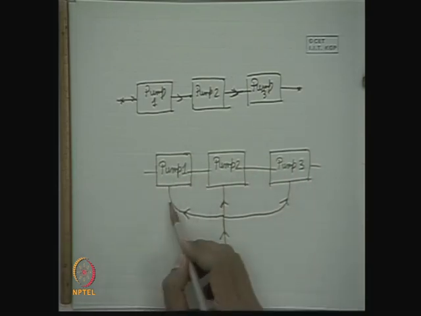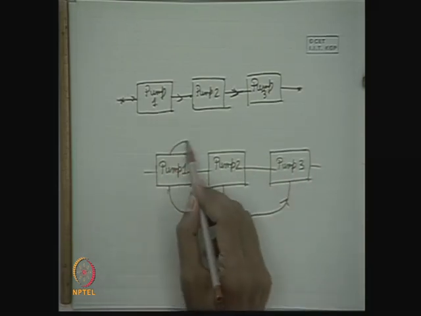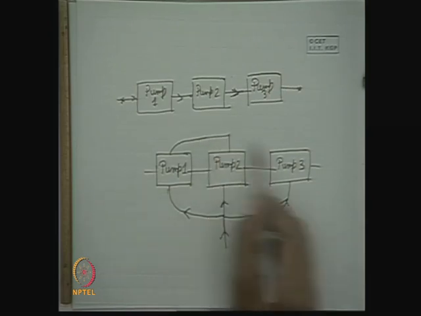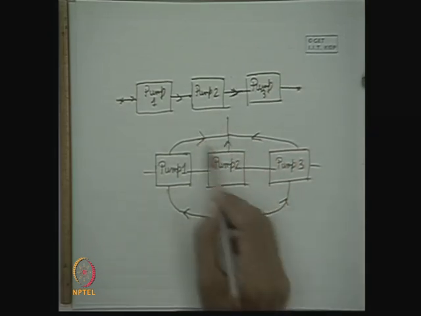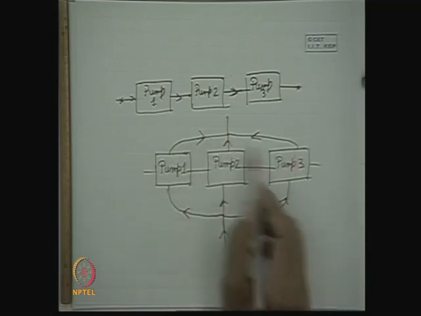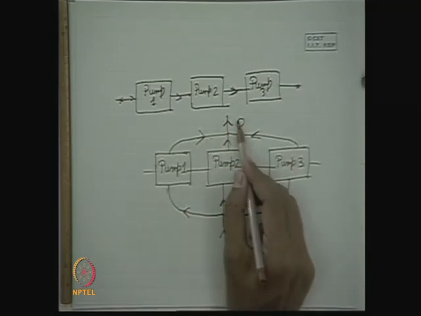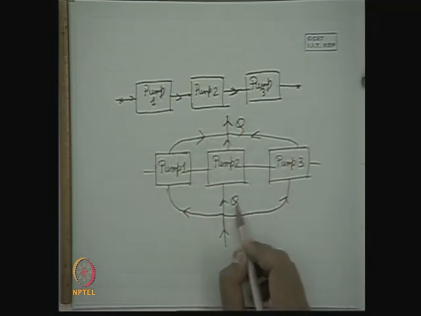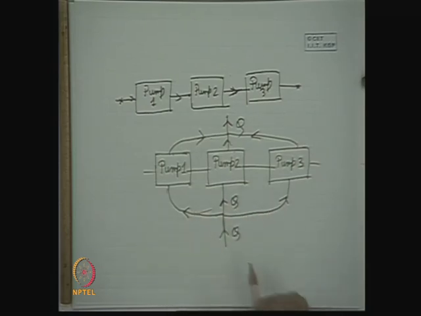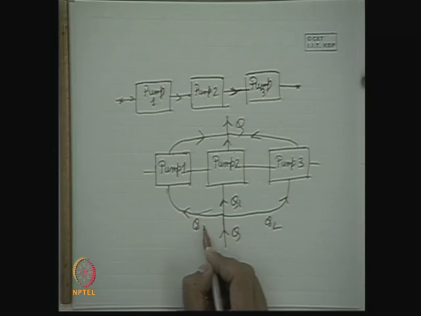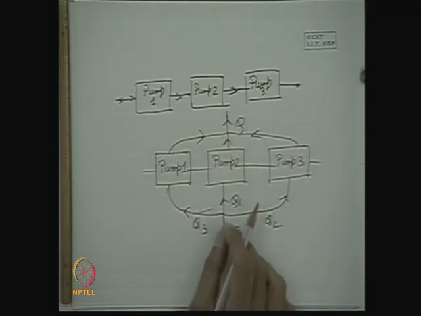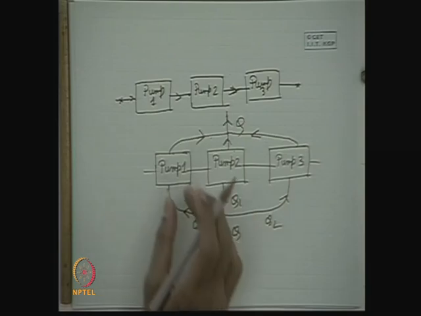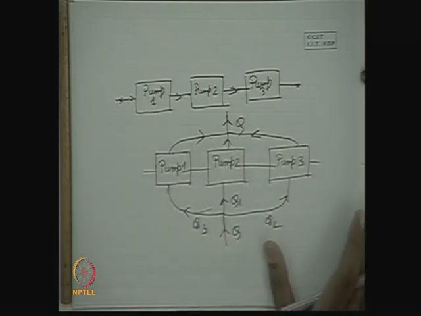So the flow is divided, and ultimately the flows meet like this, so that the final discharge is the sum of the discharges from all the pumps. Here you see Q is divided into three parts, Q1, Q2, Q3, which automatically meet and give Q. So the total flow taken by the system is the sum of the flow rates through the individual pumps.